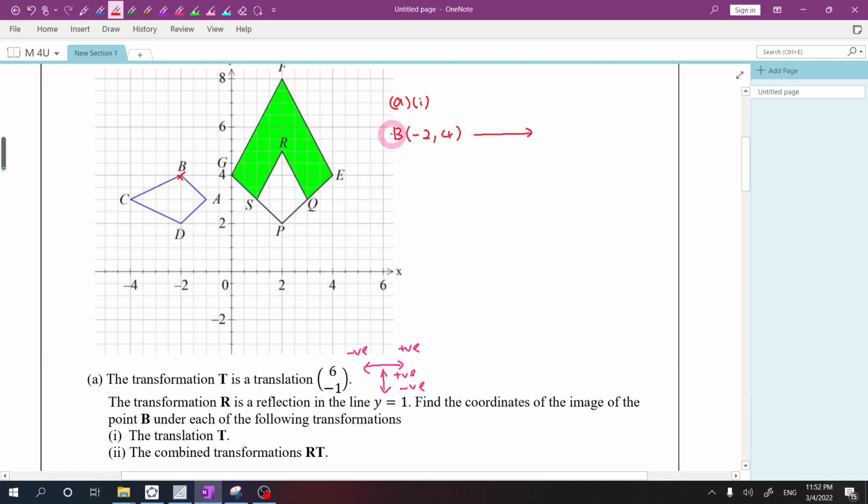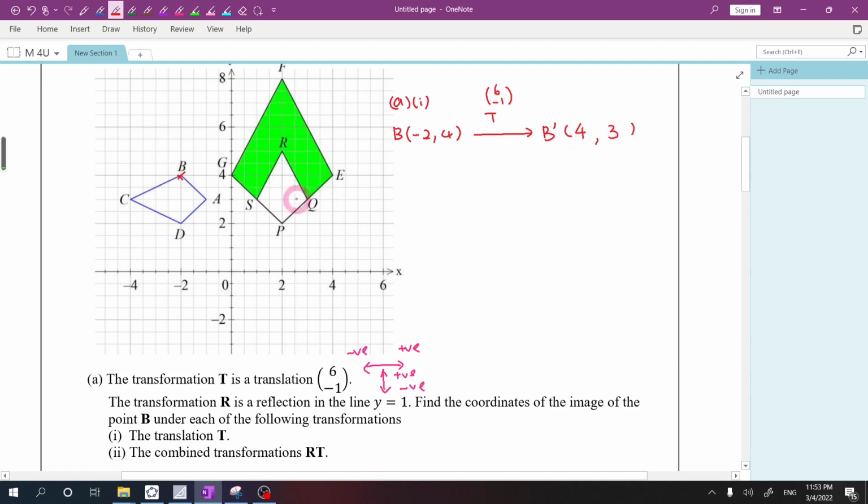What are the coordinates of the image of point B under the translation T? I will encourage you to write this here also, so it's easier for you to get the coordinates of the image. You can write beside the T as well, both are okay. You don't have to calculate using your diagram. You can just use the numbers here to help you get the answer. -2 plus 6. If you don't see any sign here, it means plus. -2 plus 6, you will get 4. 4 minus 1, you will get 3. So this is the answer.